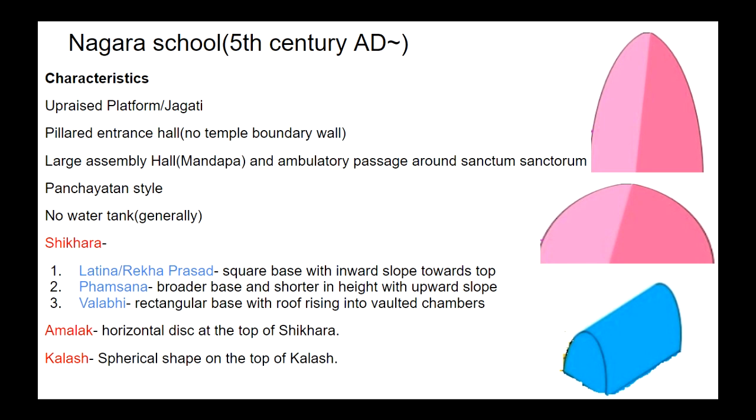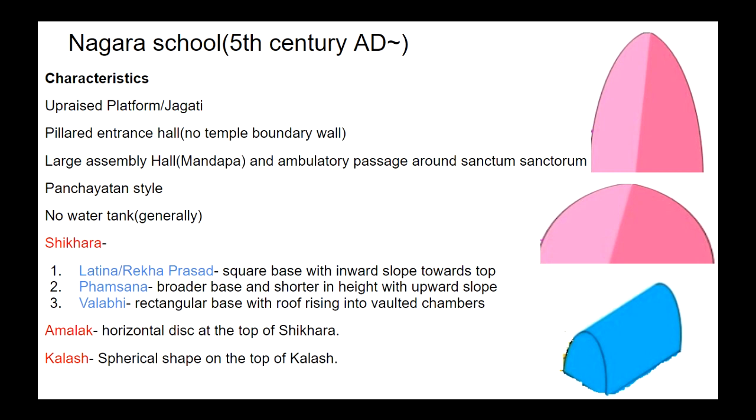So in Nagar school, the Sikhar is divided into three different types. One is Latina or Rekha Prasad, second one is Phamsana, then third one is Vallabhi. Latina or Rekha Prasad is a square base with inward slope toward the top. So in the first figure, the topmost figure, you can see a square base with slope moving toward the top.